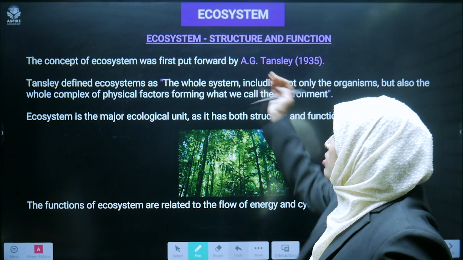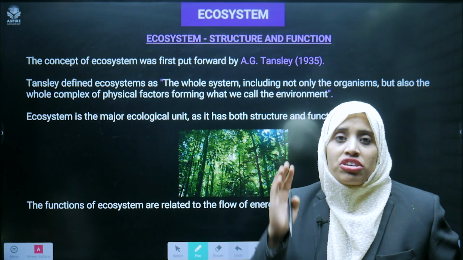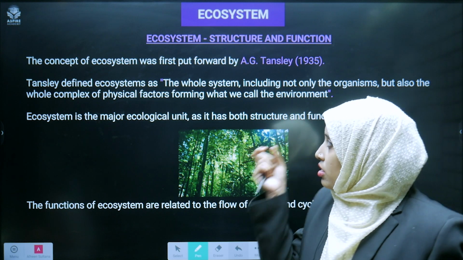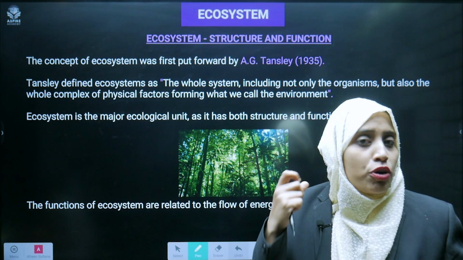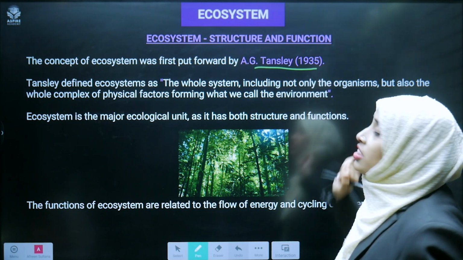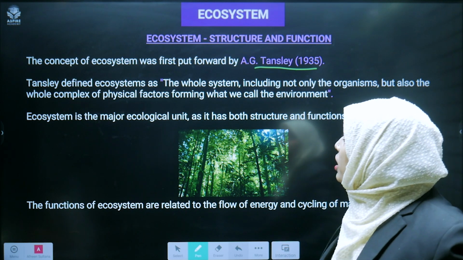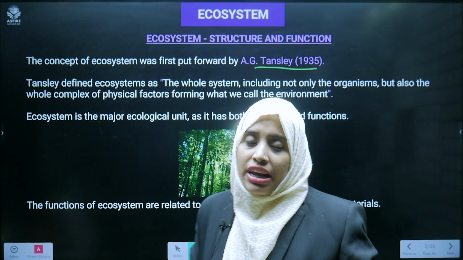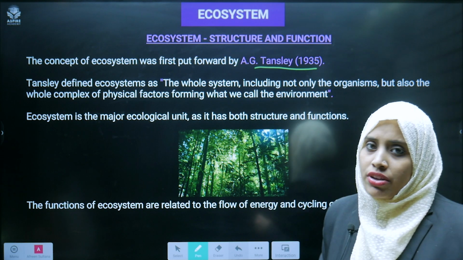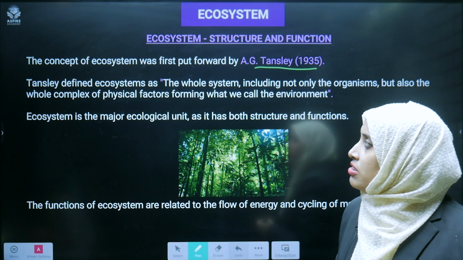When we are talking about the structure and the function of the ecosystem, firstly, the concept of the ecosystem was put forward by A.G. Tansley in year 1935. Okay. So in year 1935, A.G. Tansley put forward this concept of ecosystem. So how did he define the ecosystem?